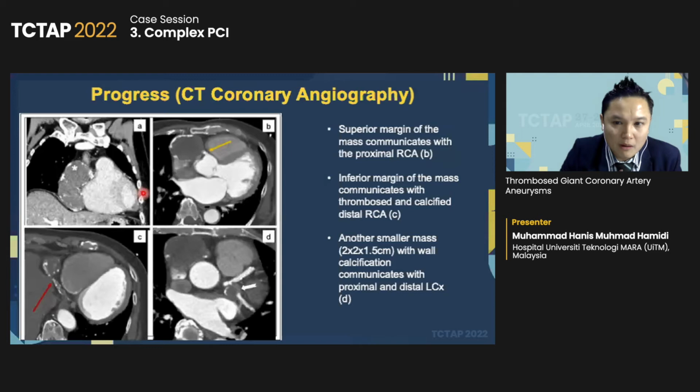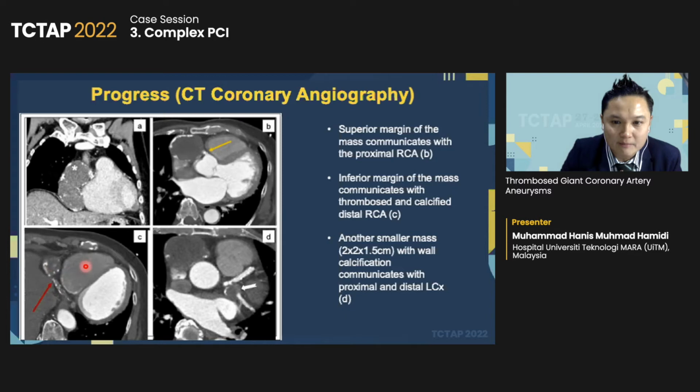As you can see in picture B, the superior margin of the mass communicates with the proximal RCA. And picture C showed that the inferior margin of the mass communicates with the distal RCA, which is calcified and thrombosed. With this, the pattern of patchy calcifications on the peripheral rims of the mass is really suggestive that the mass is likely vascular in origin. With this information, the pericardial mass is indeed a thrombosed giant RCA aneurysm measuring about 5 cm in diameter and 10 cm in length.